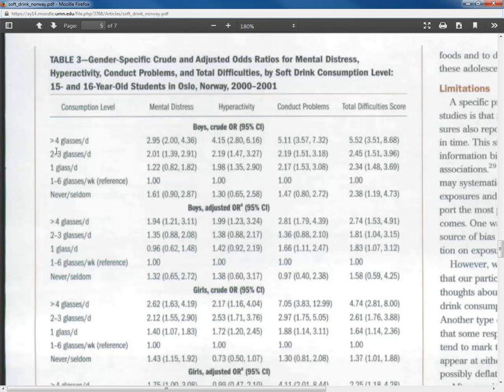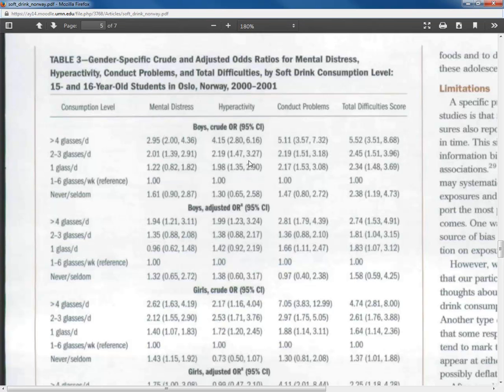You'll notice when you compare 1 glass a day to 1 to 6 glasses a week, the odds ratio is a little bit nearer to 1, 1.22 times higher risk than 1 to 6 glasses a week. And the confidence interval includes 1. So it's not significantly different, the population that has 1 glass a day compared to 1 to 6 glasses a week. There's just not enough evidence to tell those two groups apart according to mental distress.